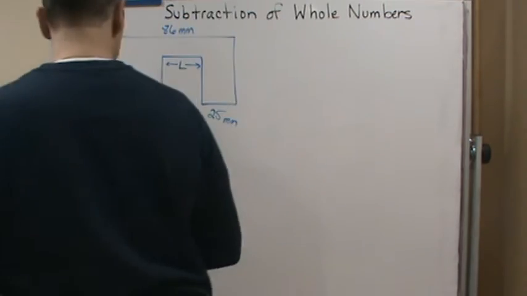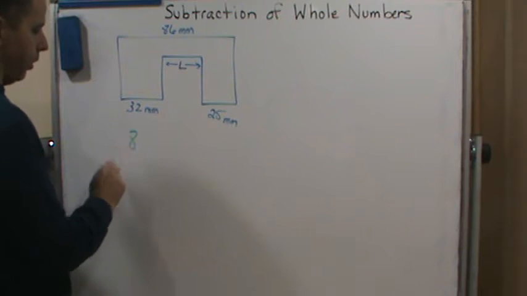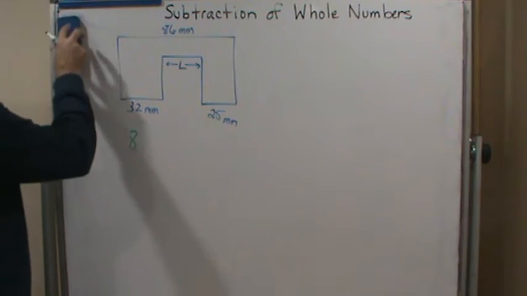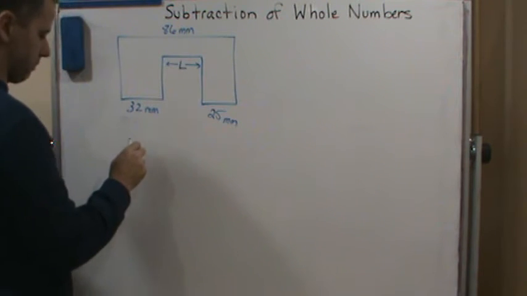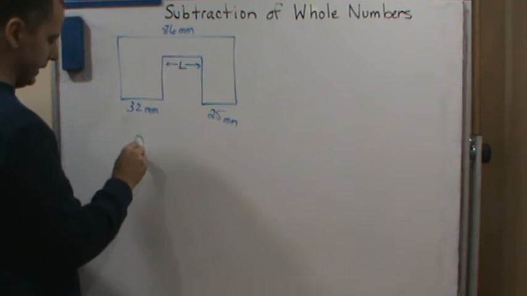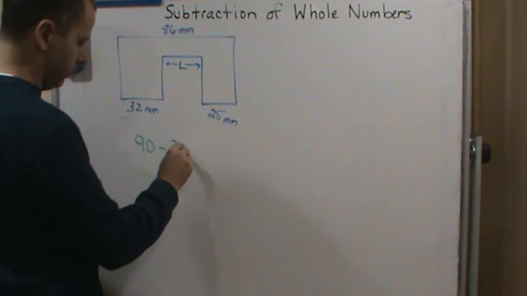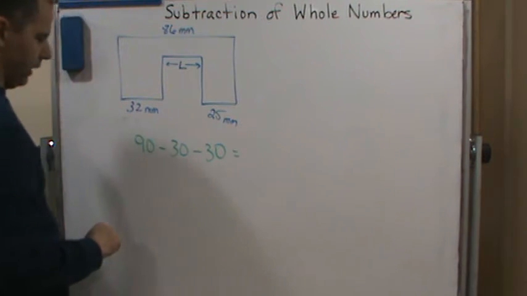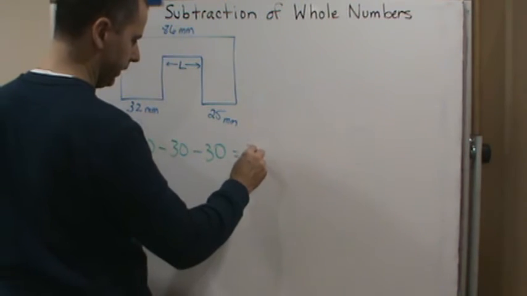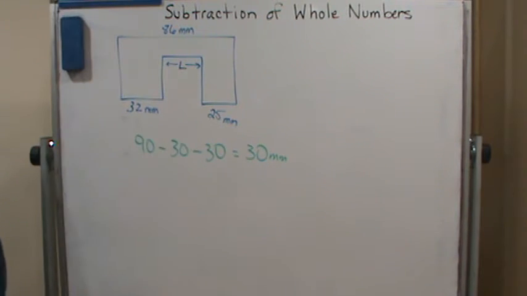So let's do that. We're going to take 86. Well, actually, before we do that, let's estimate. So we're going to take 90 minus 30 minus 30, okay, which is going to equal what? 30. So our answer should be close to 30 millimeters.